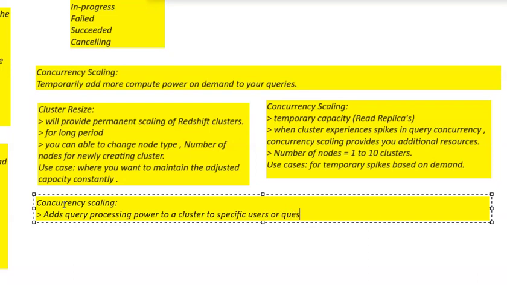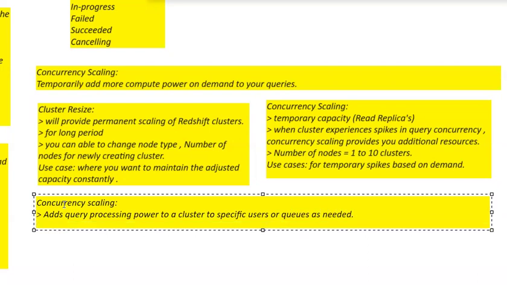Or you can even specify queues as needed. So if you want to provide this concurrency scaling for particular users, it gives you a facility to specify that, and you can provide it for separate queues as well. So when do we need it? For handling spikes in query concurrency, we use this concurrency scaling.